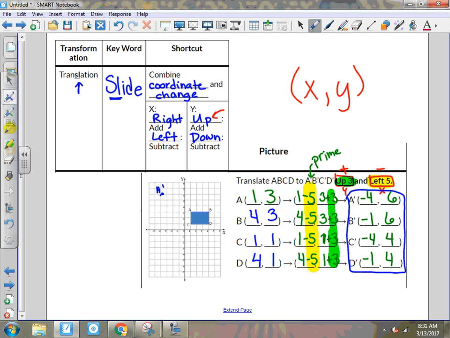And then B prime is going to be -1, +6. And remember, we always want to label our points. C prime is at -4, +4. And D prime is at -1, +4. Go ahead and connect our dots, and we've got our new figure. So every single one of those points, I moved up 3 and left 5.